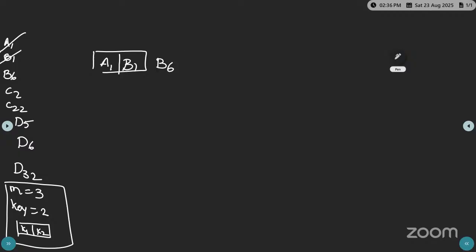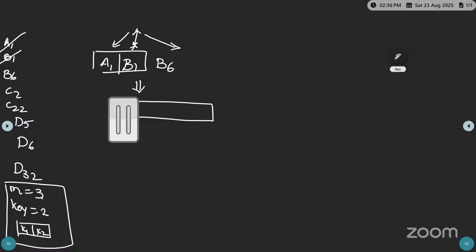And identify the left side and right side. Tell me the root node. B tree, also called the generalized version of binary tree, an advanced version of binary tree after AVL. So here B1 belongs to the root node, and to the left of B1 is A1, and to the right of B1 is B6.